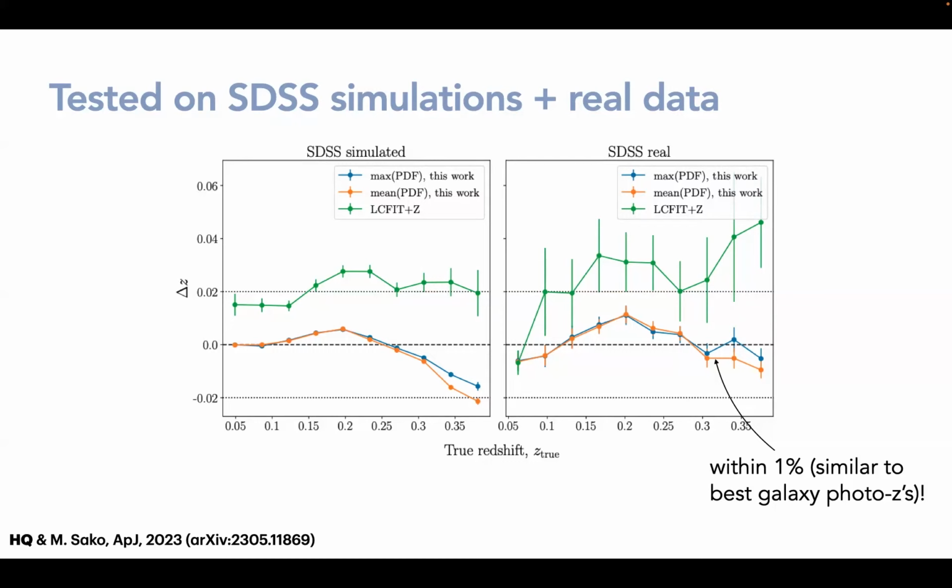But I think for the most part, our PDFs are much more constrained than those of the photometric host redshifts. So when it's within the right range, it doesn't really help much. But definitely a good question.